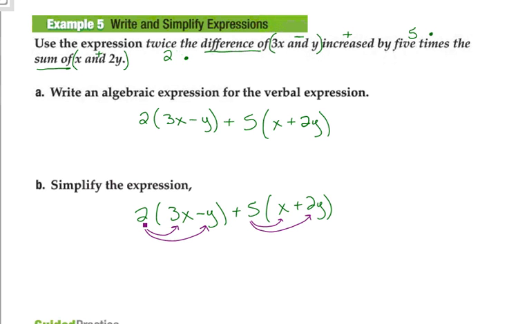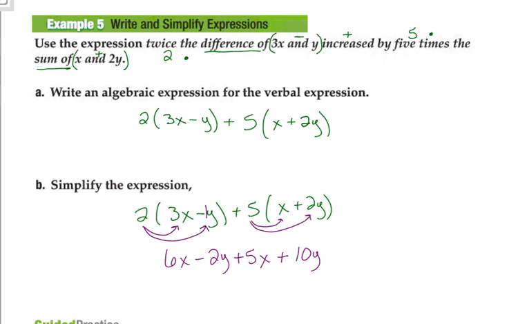So I understand that I have a 2 and a 3x, which gives me 6x. 2 times a negative 1y gives me a negative 2y. So parentheses are gone there. I have a positive 5 times an x, so I get a positive 5x. I have a positive 5 and a positive 2y, so I have a positive 10y.